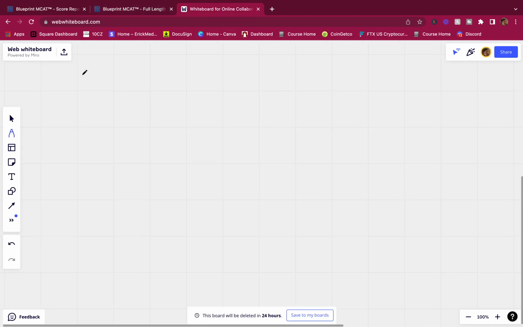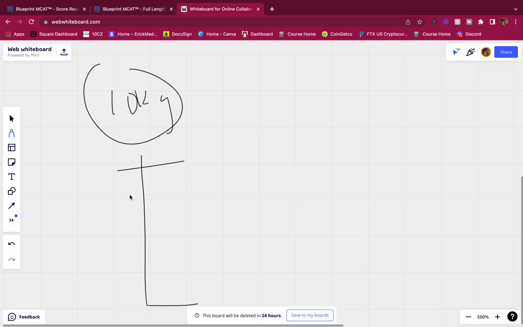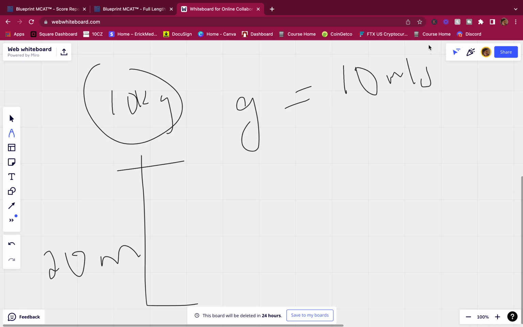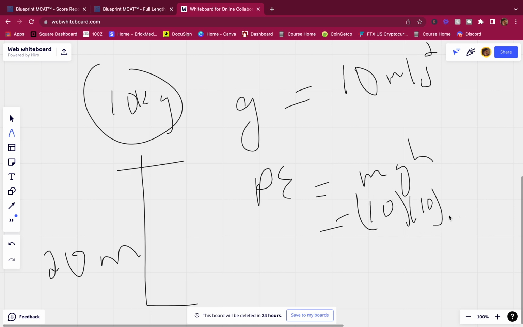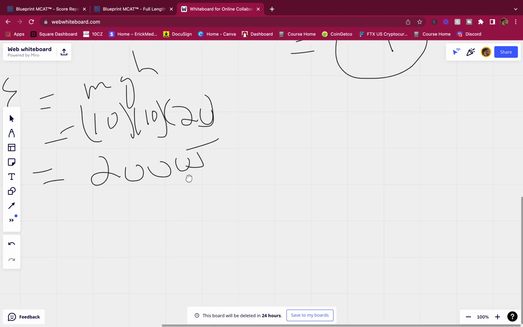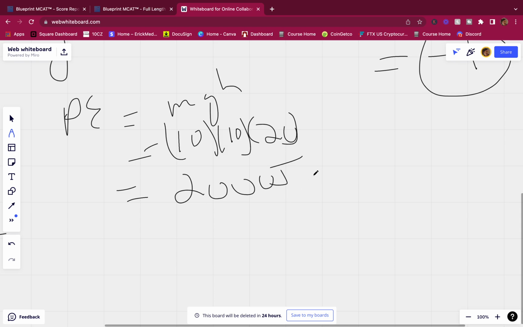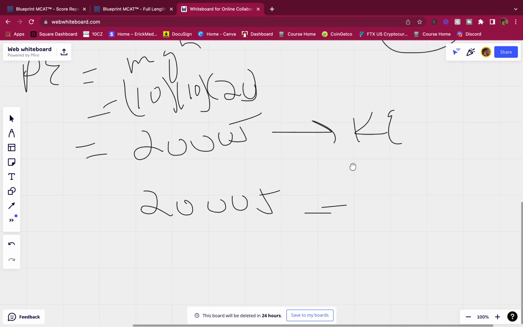So this rock weighs 10 kilograms. It's at a height of 20 meters. Gravity, we know it's going to be 10 meters per second squared. How do you find the potential energy up here? Potential energy is equal to MGH: mass 10, gravity 10, height 20 meters. This potential energy is equal to 10 times 10 is 100, and 100 times 20 equals 2,000 joules. Now, the potential energy is converted to kinetic energy. So 2,000 joules equals kinetic energy. What's the formula for kinetic energy?